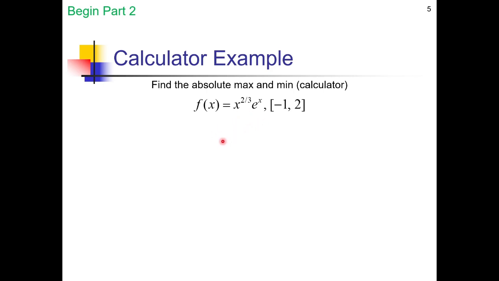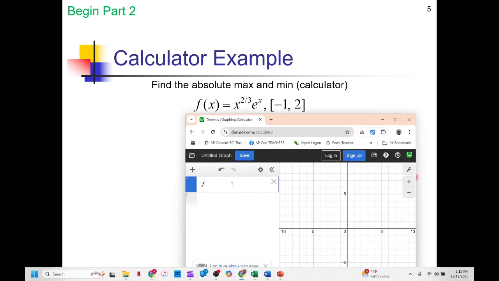First off, it is a good idea to enter this in right away once you see it. So let's go to Desmos and put in f of x equals x to the 2/3 and then e to the x. So we are going to want this in here right away anyway because we're going to use the candidates test, so having that predefined will help us out.